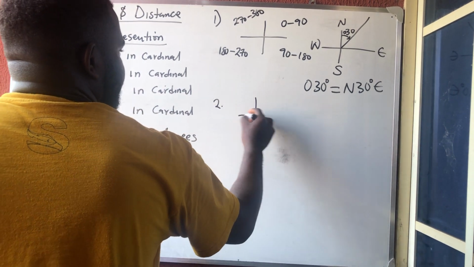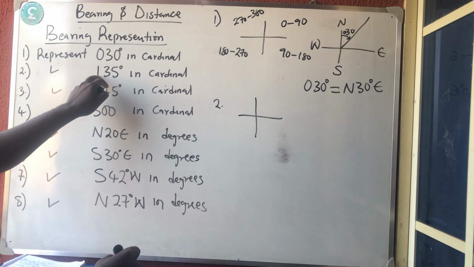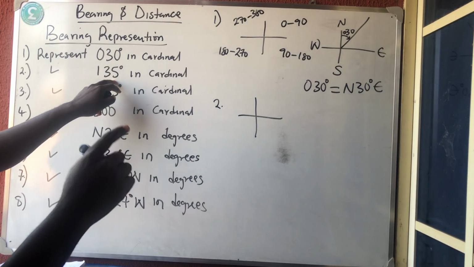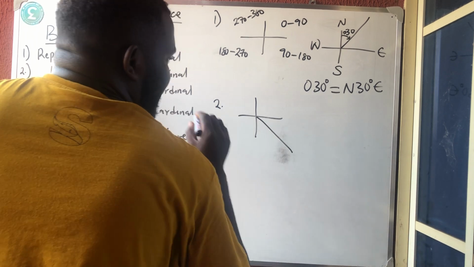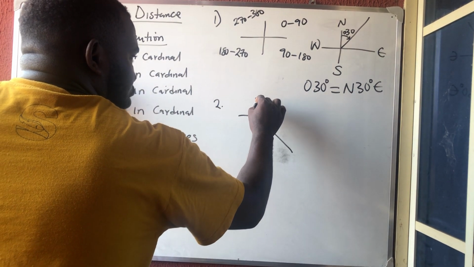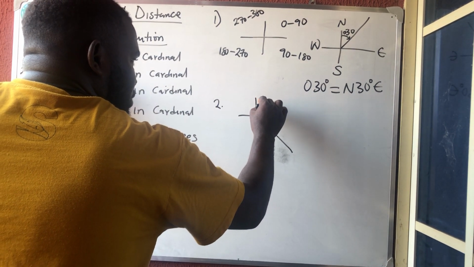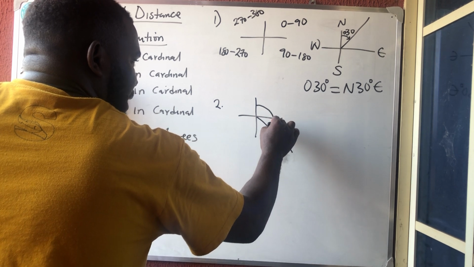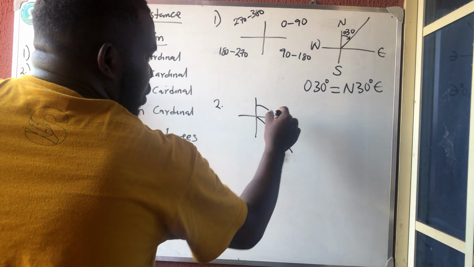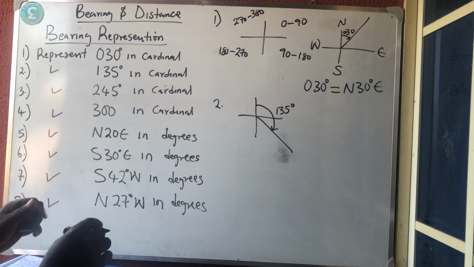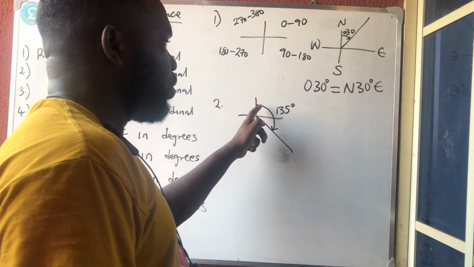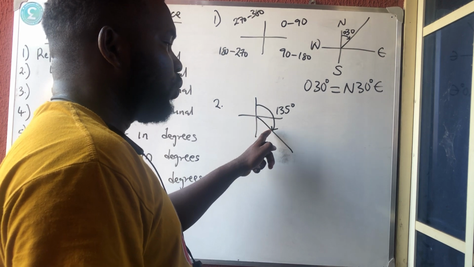You have this, and they say 135. 135 falls where? In the second quadrant. So I will draw a line in the second quadrant and say that my 135 is from the north. It must be from the north, then I move this way, clockwise, until I touch the line I've drawn. That is my 135 degrees. But if you look at this now, this angle is a big angle with the vertical.